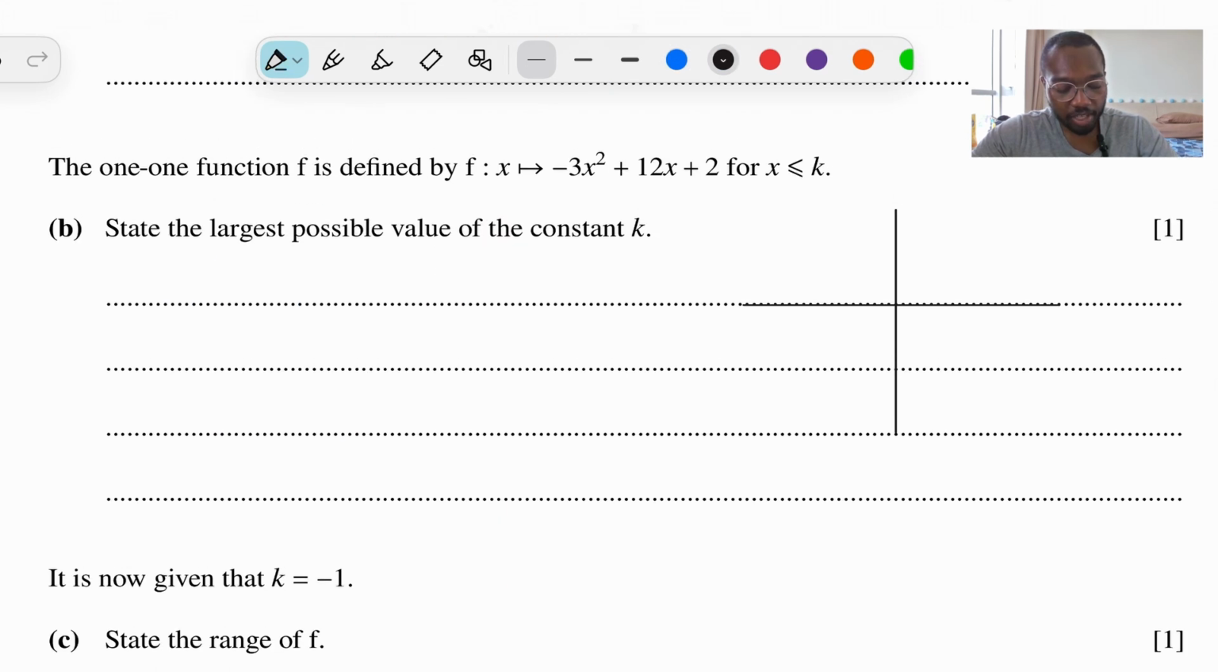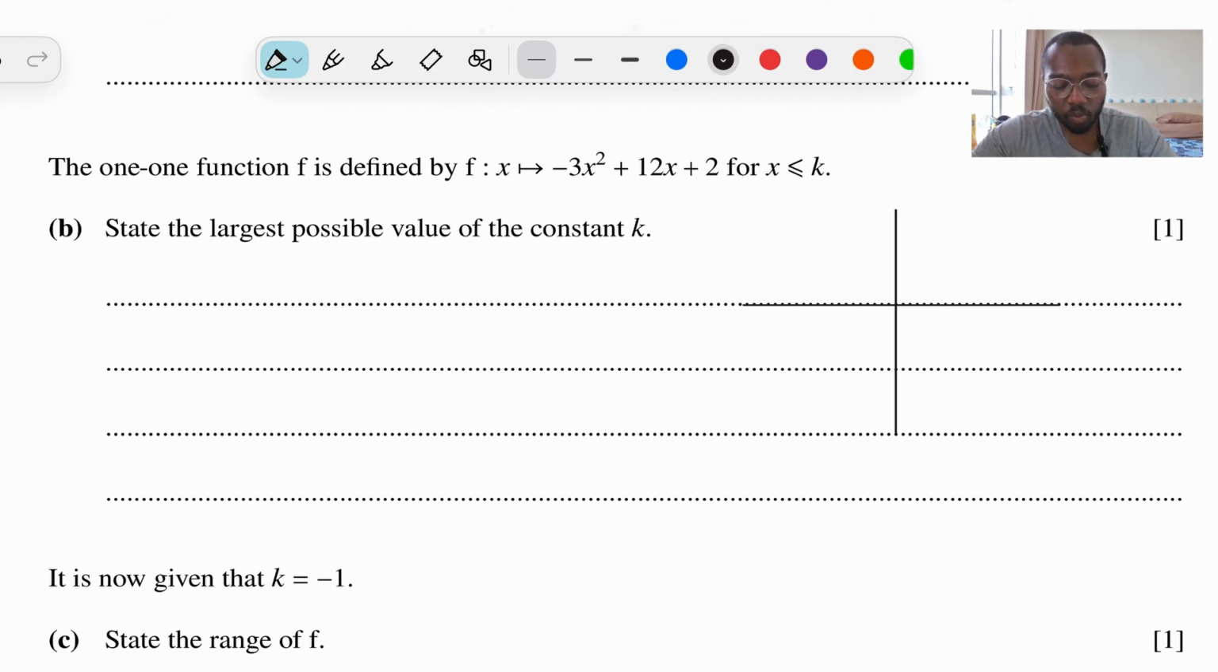So for part B, we have that the one-to-one function f is defined by f of x equal to minus 3x squared plus 12x plus 2 for when x is less than or equal to k. State the largest possible value of the constant k.